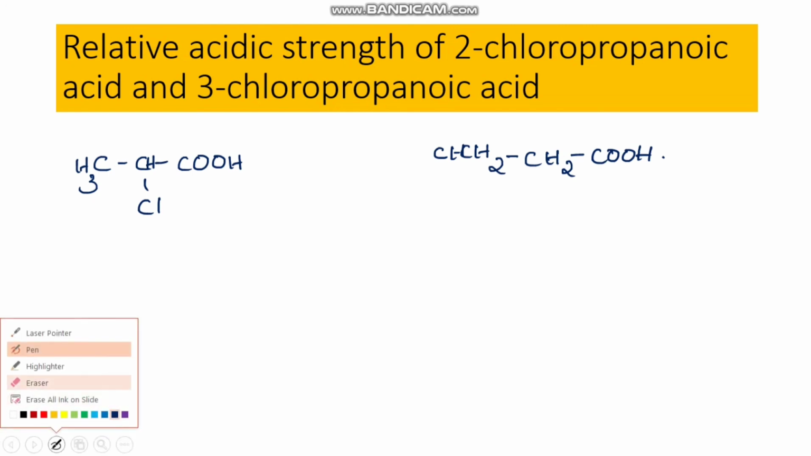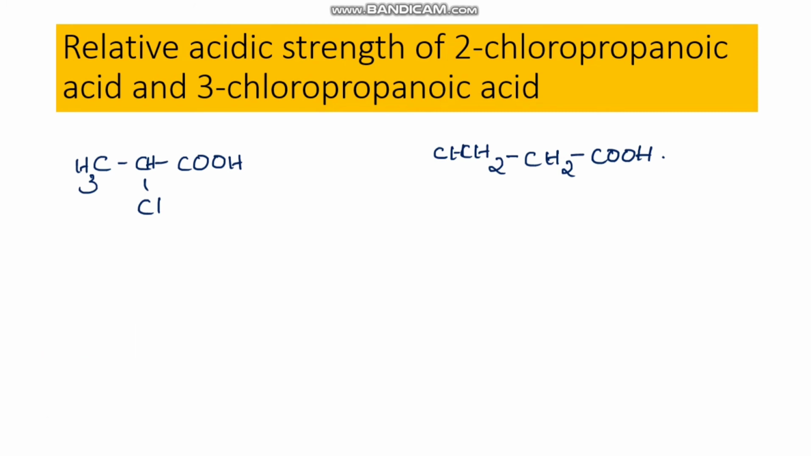Okay, we know that the inductive effect decreases with distance, isn't it? So in this case the chlorine is present here, and in this case the chlorine is present here. Okay, so here the chlorine is closer to the acidic group, so definitely inductive effect will be more for the 2-chloropropanoic acid when compared to that of 3-chloropropanoic acid. So this is all about inductive effect. I hope you understood every point related to inductive effect. Thank you.